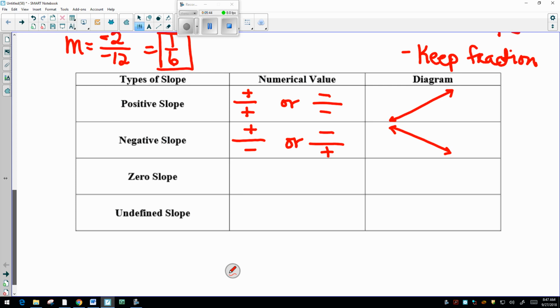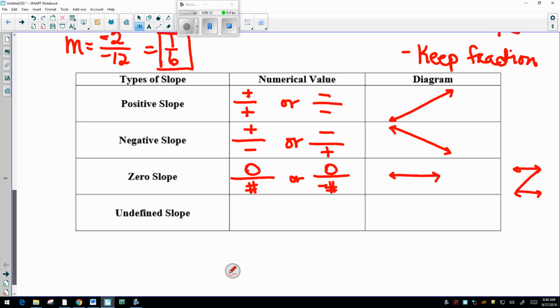For a zero slope, the way we get a zero slope is either 0 over any positive number, or 0 over any negative number. And now a zero slope is going to be a horizontal line. One way you can remember that is if I think of that letter Z for 0, I can take a look at those lines. That line is showing me that horizontal line, which might help you remember.